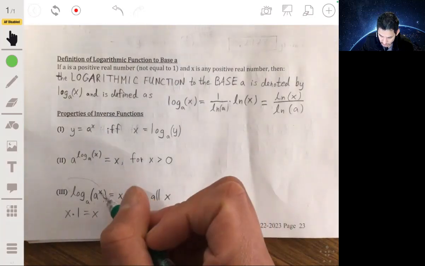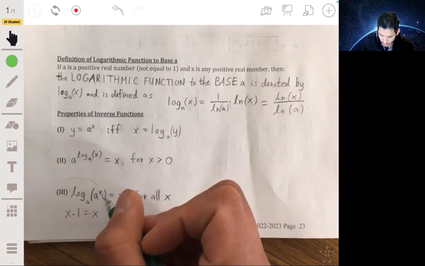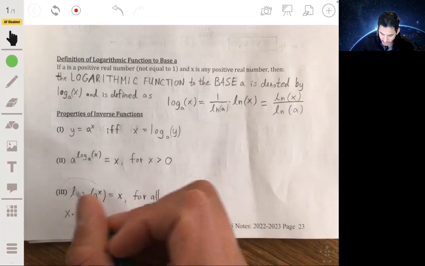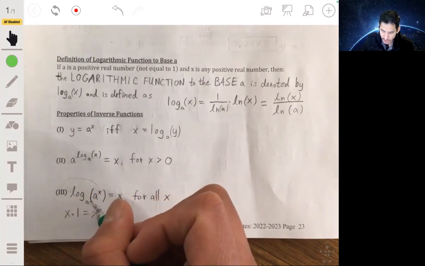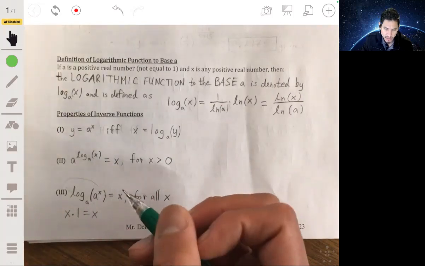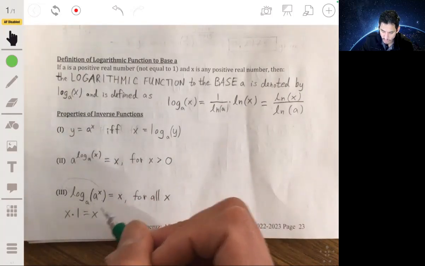And again, that's because you can use the property of logarithms by moving this exponent as a coefficient. So this becomes x times the log of a with the base of a, and the log base a of a is just 1. So it's just like x times 1, which is just x.